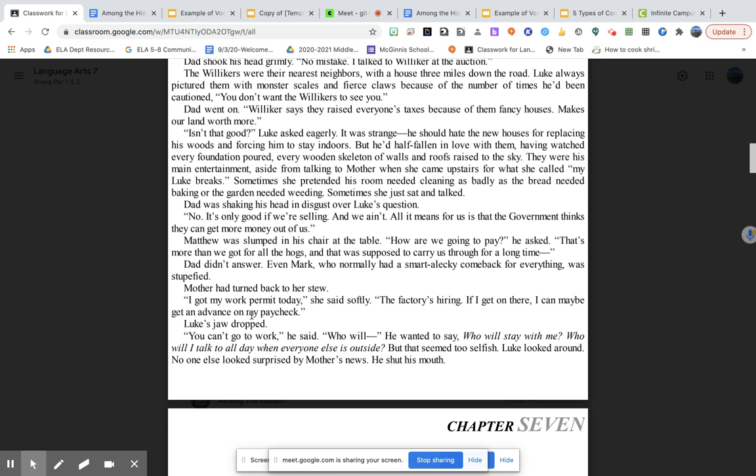Exactly right. So, positives, more money for their family, but basically, Luke will have less time with his mom. Luke will be more isolated. He's already isolated. "You can't go to work," he said. Who will? he wanted to say. Who will stay with me? Who will I talk to all day when everybody else is outside? But that seemed too selfish. Luke looked around. No one else looked surprised by Mother's news. He shut his mouth. Right, so again, at the very end here, you're noticing character versus self, him trying to deal with his own emotional responses.